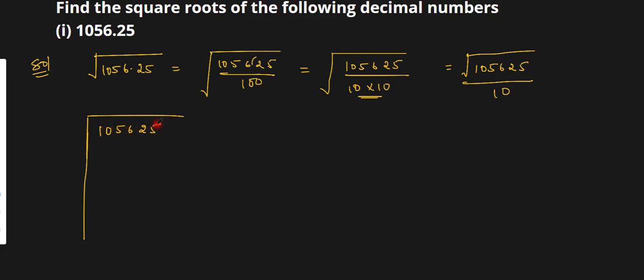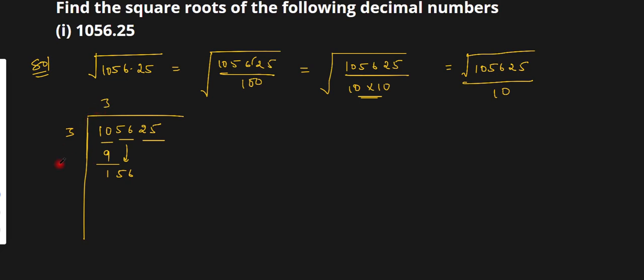105625, start pairing from the extreme right hand side, 1 2 and 3. So here I have three pairs. So 10, the square which is closest to 10 will be 3. 3 3s are 9, right? 3 3s are 9. Remainder is 1.